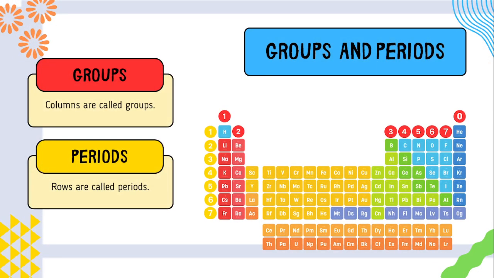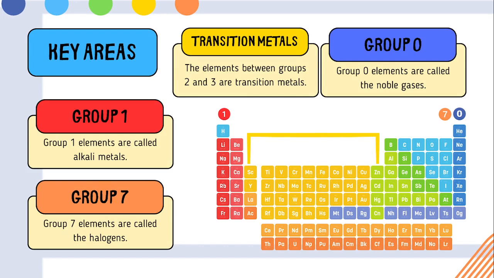The periodic table is divided into two: the rows and the columns. The column is the vertical division of the periodic table, called a group, and the horizontal division of the periodic table is called the period. Right? The key area we also look at is the elements.